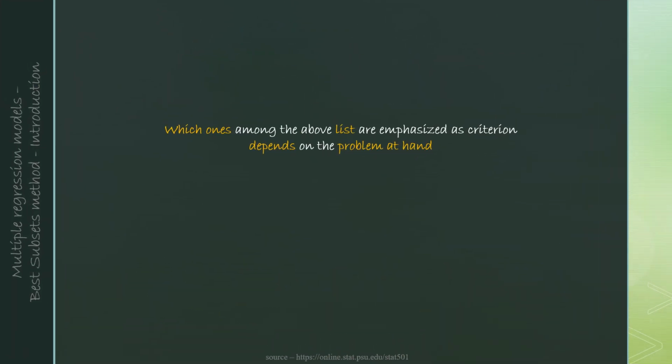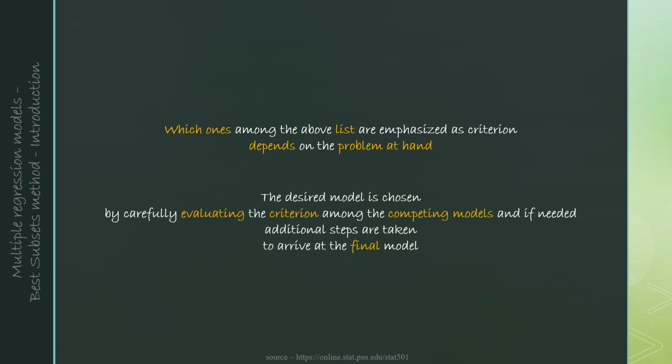Which ones among the above list of statistics are emphasized as criteria depends on the problem at hand. The final model is chosen by carefully evaluating the criteria among the competing models, and if needed, additional steps, which we will discuss soon, are taken to arrive at the final model. Let's now get into the detailed steps involved in carrying out the best subsets method.